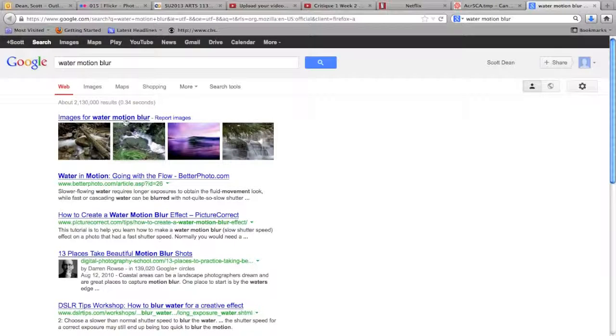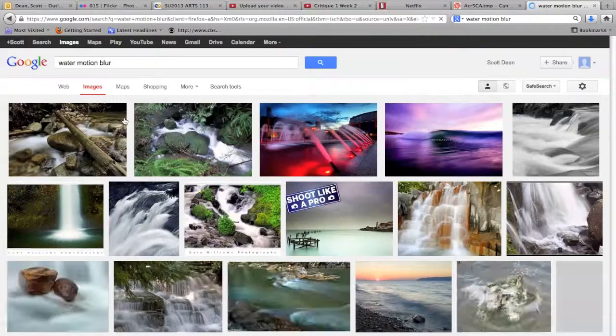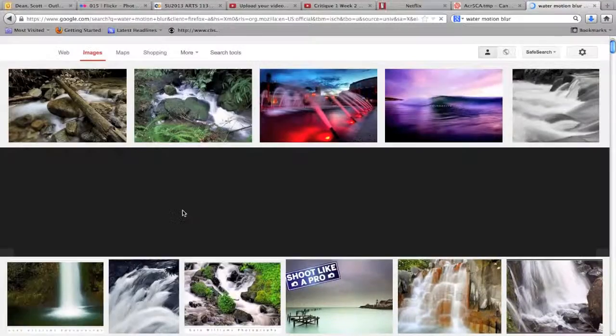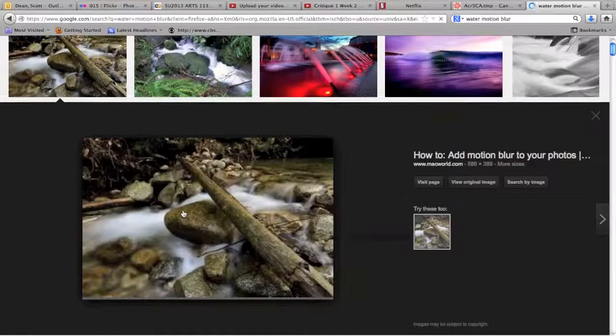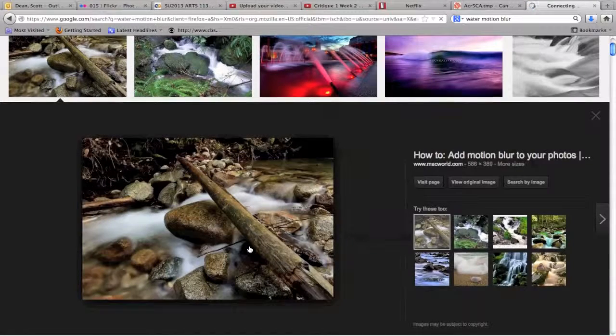A very, very common one is water. And you'll see these photos all the time, and this has to do with shutter speed. So the photographer had their camera on a tripod or a very, very steady surface and has a slow shutter speed. Because it's on a steady surface, all this is completely sharp and in focus, and then it creates that motion blur. So that's how that's accomplished.